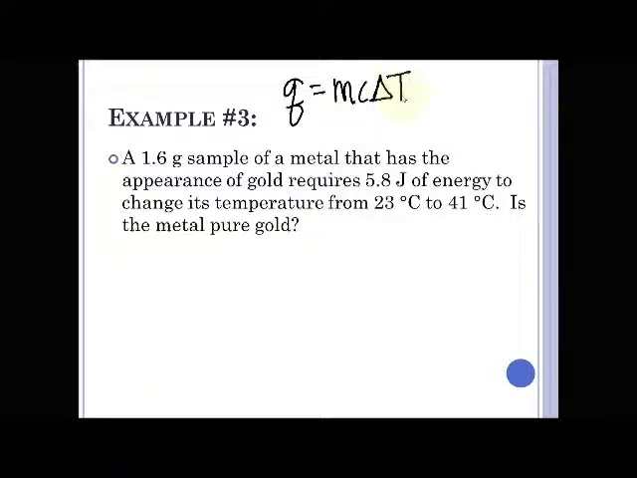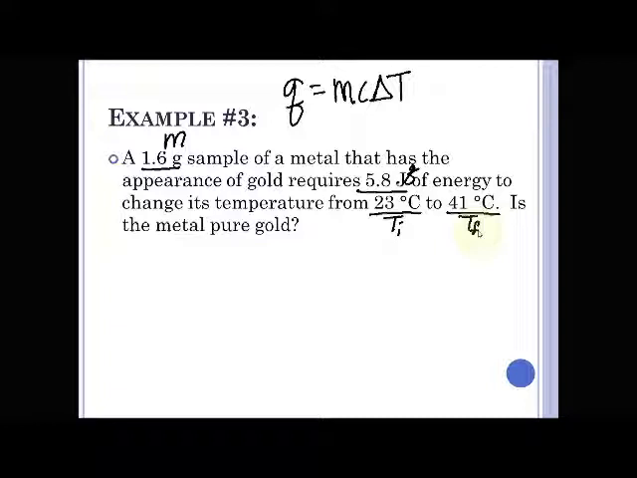So let's go ahead and label what we know. A 1.6 gram sample. So that means our mass is 1.6 grams of a metal that has the appearance of gold. That's important, but not yet. Requires 5.8 joules, so that's joules, that's going to be our Q of energy, to change its temperature from 23 to 41. So that's final. Is the metal pure gold?